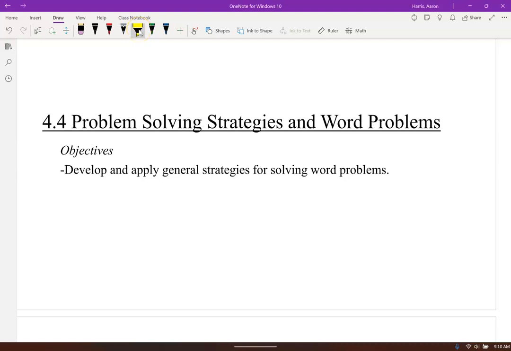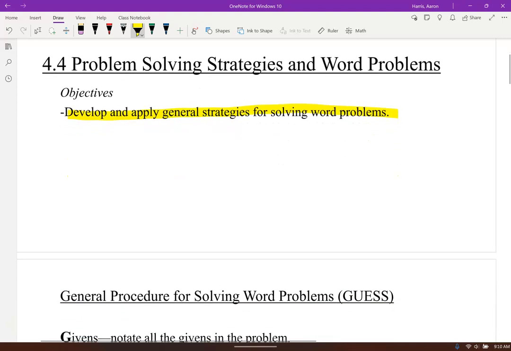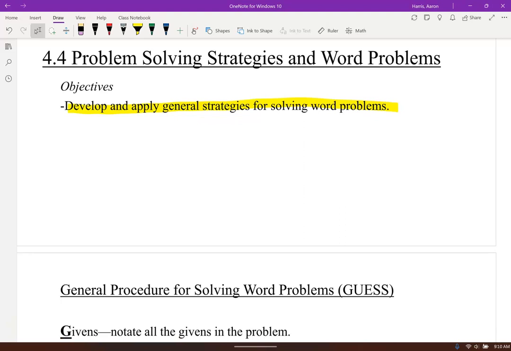All right, we'll take a look at problem solving strategies and word problems. So we'll develop and apply general strategies for solving word problems. I always like to say this as a joke, but at the same time, it's a pretty good way to go about solving word problems.